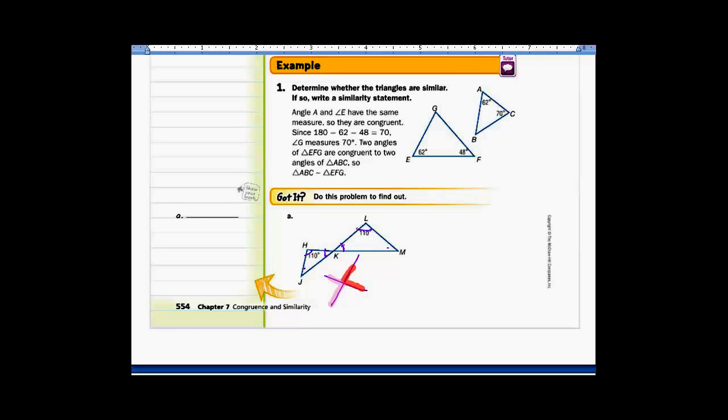So our similarity statement would be triangle JKH similar to triangle MKL. So triangle JKH is similar to triangle MKL. Okay.